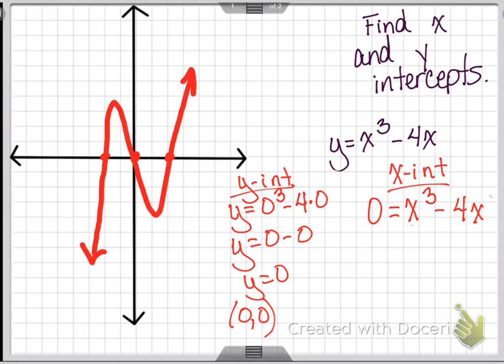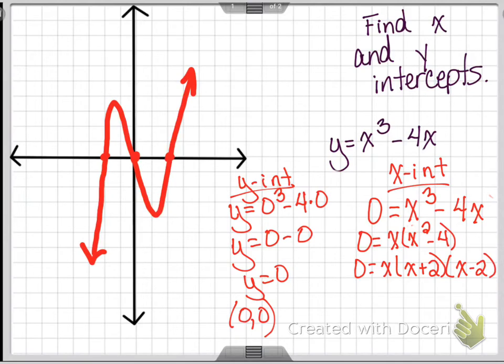So, we're going to factor this. What comes out of both of those terms? X. X is my GCF. So I've got x squared minus 4. X squared minus 4 is a special product. It's the difference of perfect squares. And that factors to x plus 2, x minus 2.